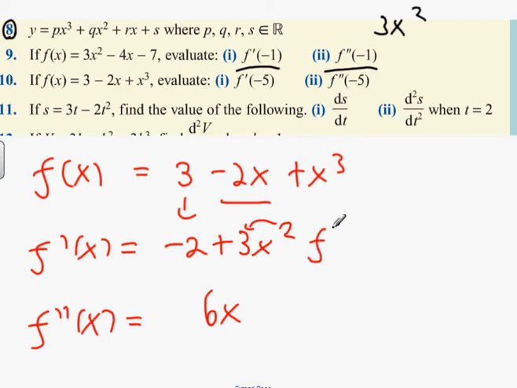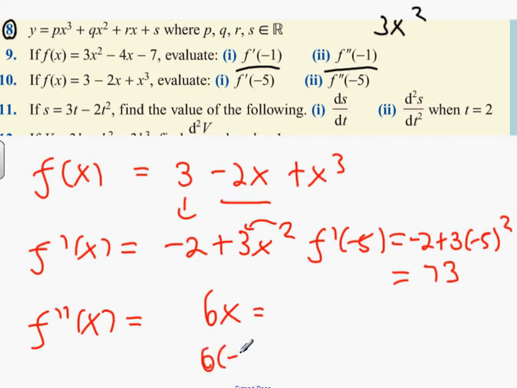Now, what do you think you do for f dash minus 5 then? Sub it in for the x. Minus 2 plus 3 times minus 5 squared. You're going to depend on the calculator and you're going to get 73. It's just put it in the calculator, you get 73. Okay. Next one. 6 times minus 5? Minus 30. There's your two answers right there.